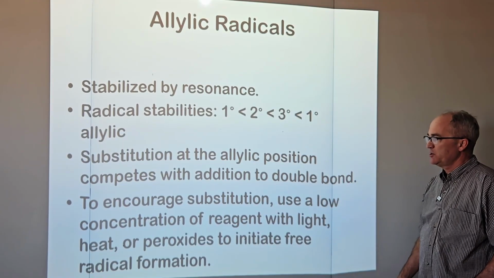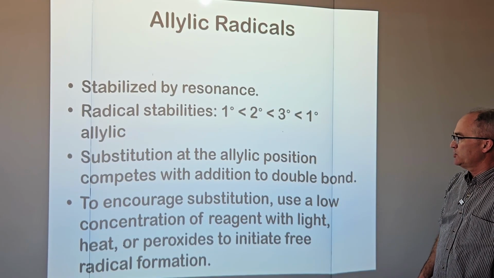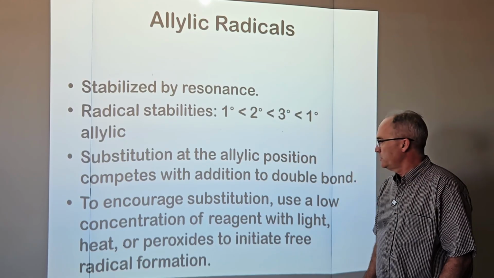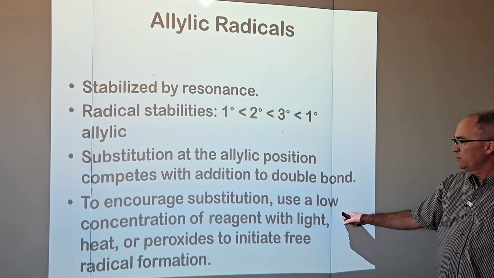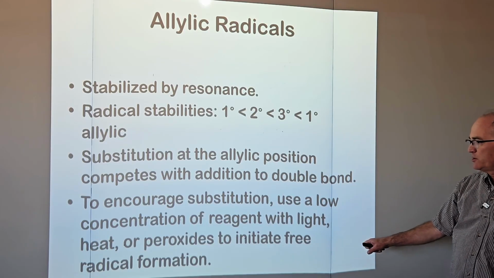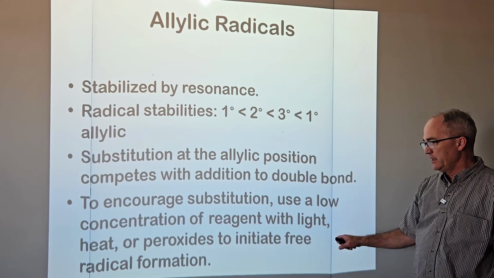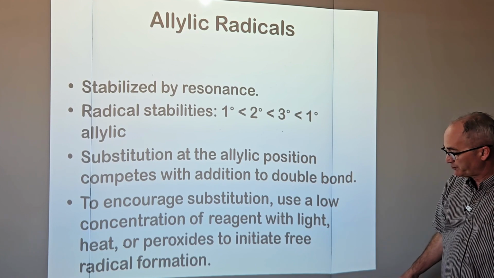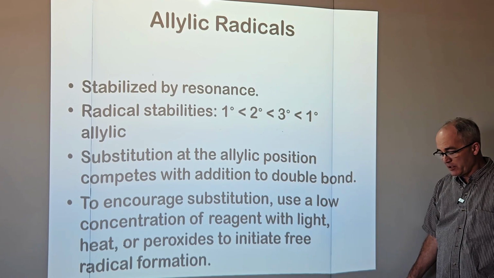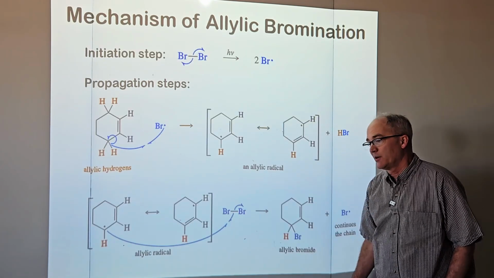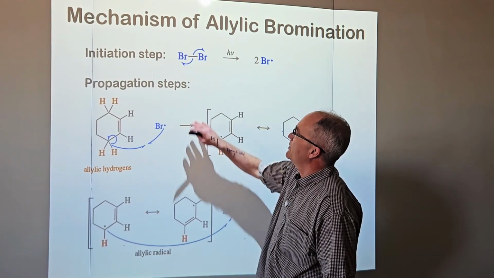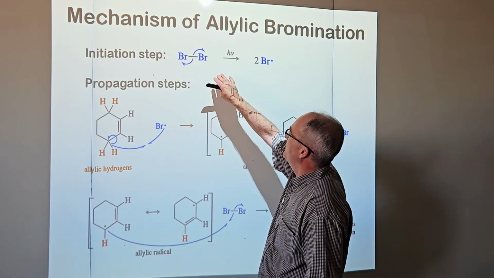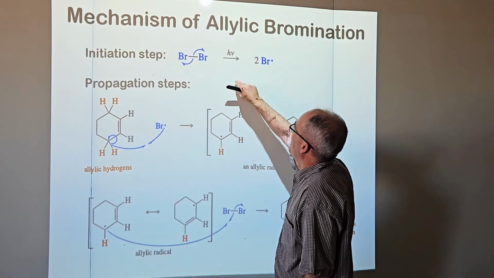Substitution at the allylic position competes with addition to the double bond. To encourage substitution, use a low concentration of reagent with light, heat, or peroxide to initiate the radical formation. We can go back to our free radical halogenation mechanism. The first step is an initiation step. Here's Br2, some UV light.